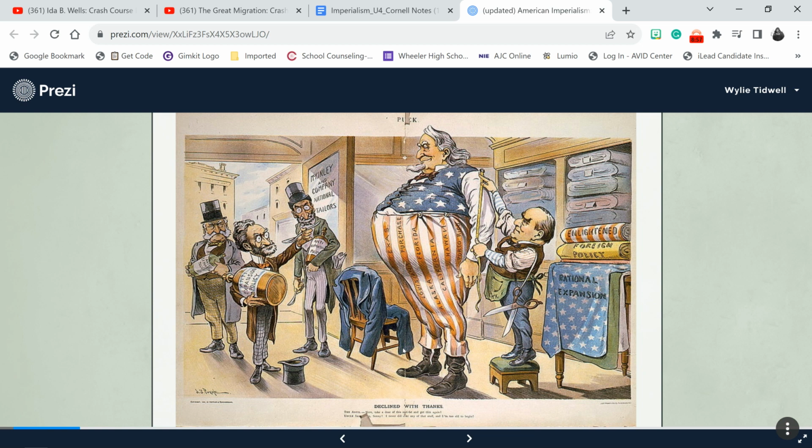Everybody follow me there? I am trying to make sure y'all know that if you can analyze pictures like this, you don't ever have to do any of the reading that comes along with the picture. And what I would call this: America getting fat off everybody else. That's my title. And the reason I'm saying is you've got to look at what's on his pants right here. And then for the title, it says, decline with thanks. I don't know what that means, but I gave it my title. We good?